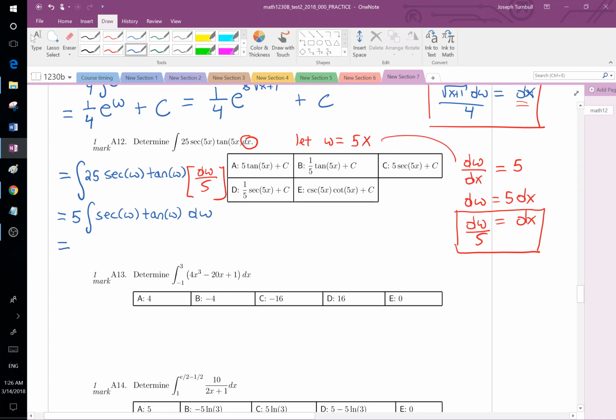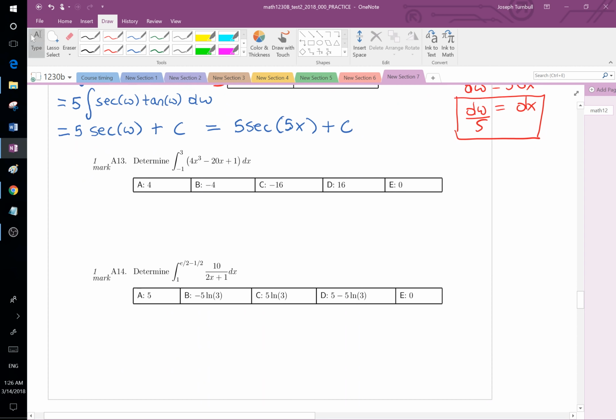Now the question is, the derivative of what is secant of w times the tan of w? And the answer is secant of w. Something to memorize: derivative of sec of w is sec w tan w. We get a plus c, and then we can reverse our substitution: 5 times the secant of 5x plus c. And that would be choice C.